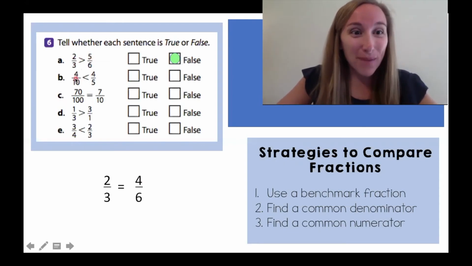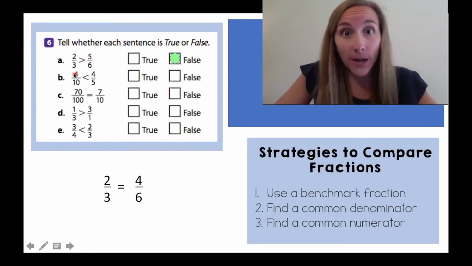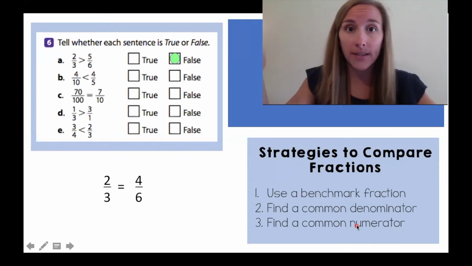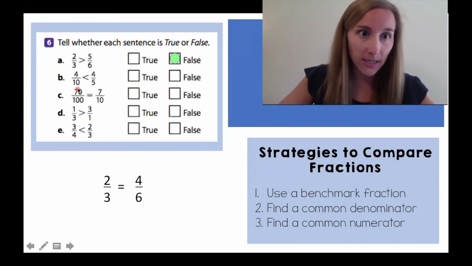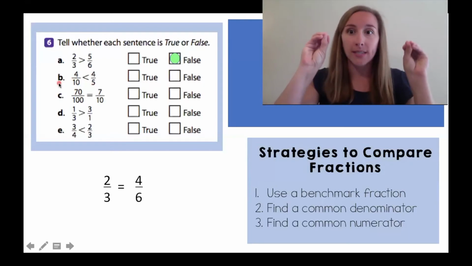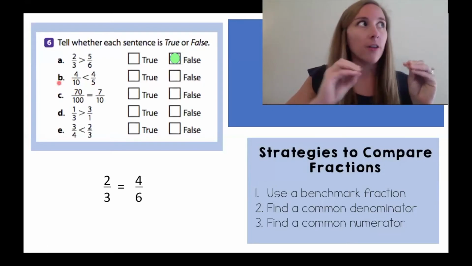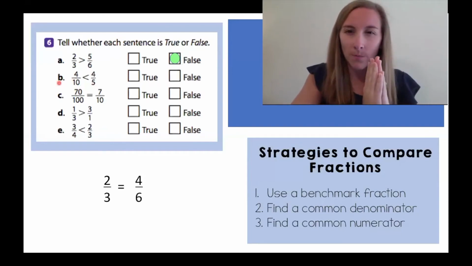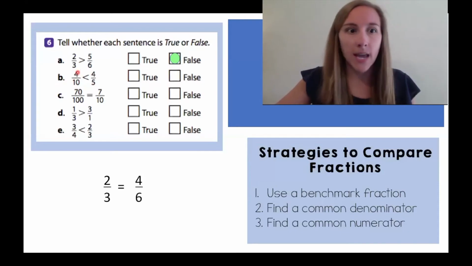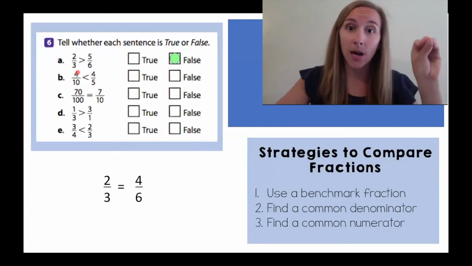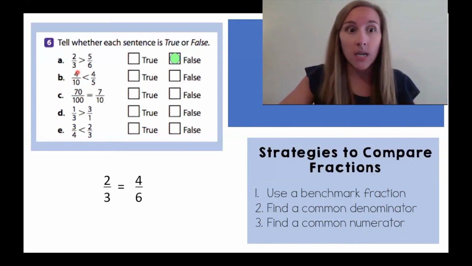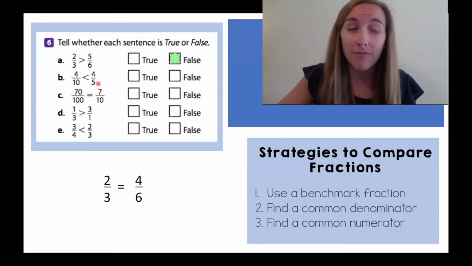Okay, so looking at B, y'all, did you see that your numerators were already the same? That's one of your strategies to compare these fractions. So I have 4/10 and 4/5. Okay, now when your numerators are the same, you're going to think about that denominator. You're going to think about how many parts are there in the whole. Okay, so I'm thinking about the fraction 4 out of 10, 4 over 10. That means I only have 4 out of 10 parts in all, right? Or 4 out of 5 parts in all.